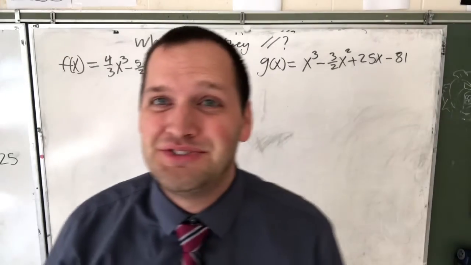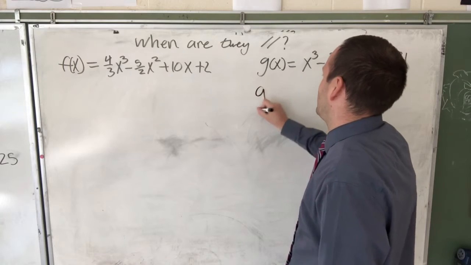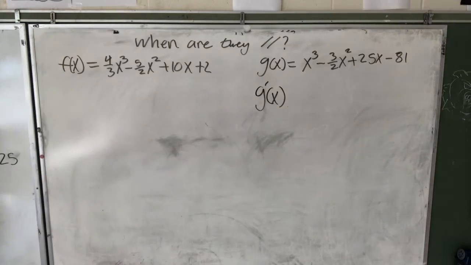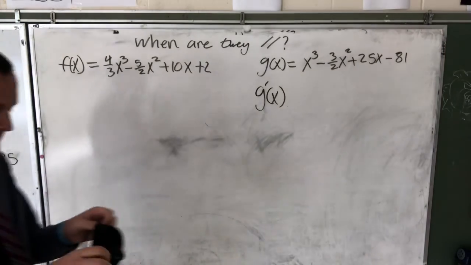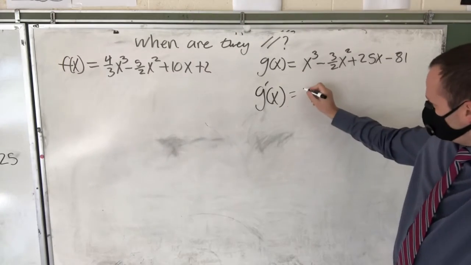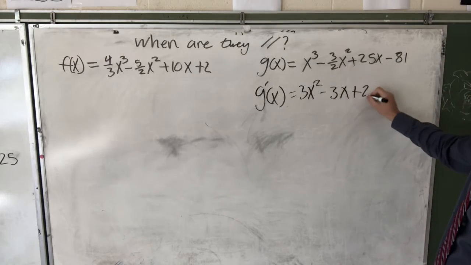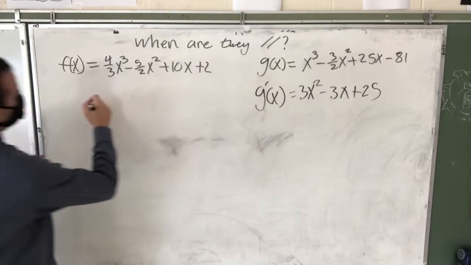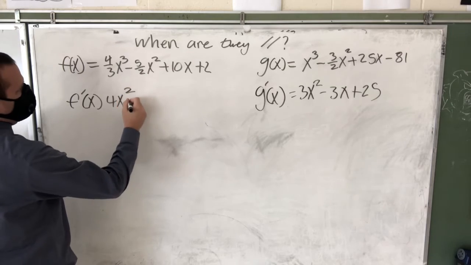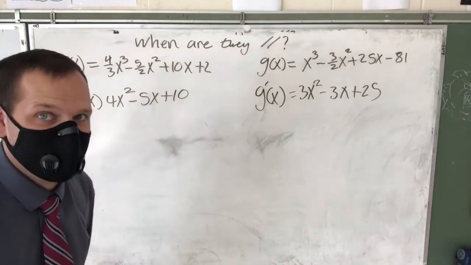All right, you should have paused the video. You should have your answer by now. Let's figure out what it is. I go through and take the derivative of both sides. I've got g of x, and g prime of x equals 3x squared minus 3x plus 25. Over here f prime of x is 4x squared minus 5x plus 10. We good so far? Perfect.